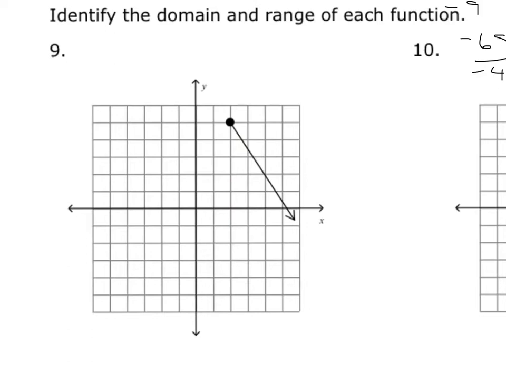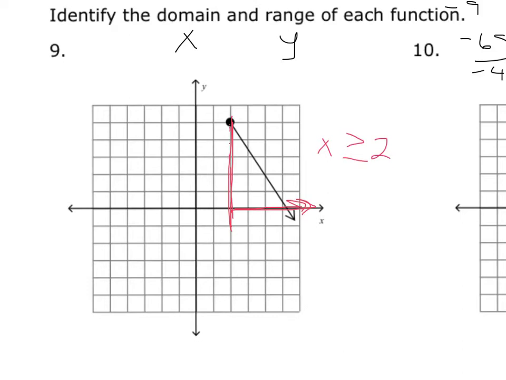For domain, we're looking at where's the x, range, where's the y. So here, I can see that the x value starts when x is 2. And then from there, all of the values are getting greater because from this point we're moving to the right. Okay, so the values of x are greater than or equal to 2.